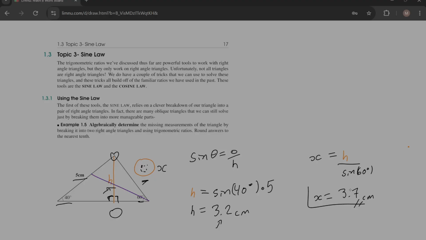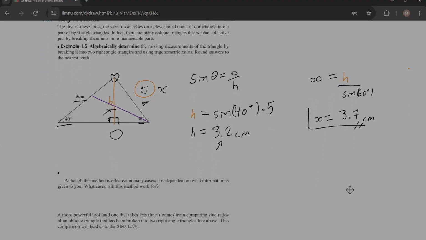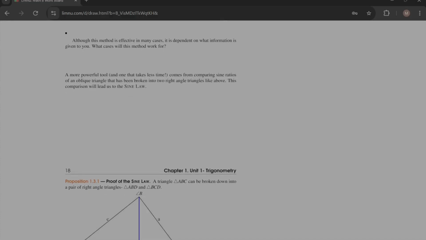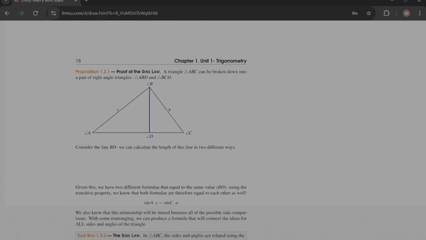But it's pretty onerous, especially like I said, I'm only doing it once because I don't want to do it twice. I've shown you the trick, but it takes a lot of time. Wouldn't it be nice if there was a simpler way to do that? And in fact, there is, and it's called the sine law.